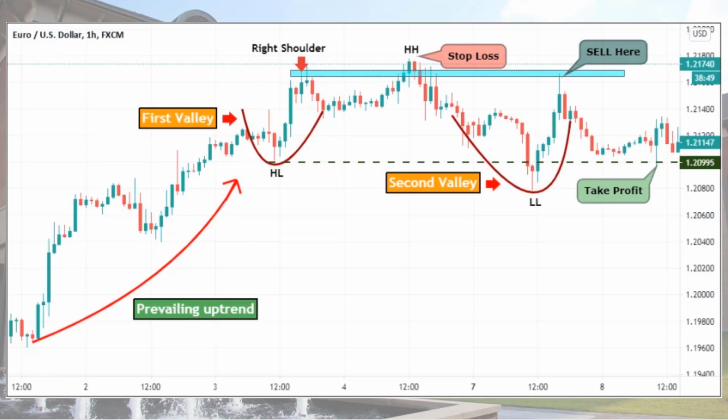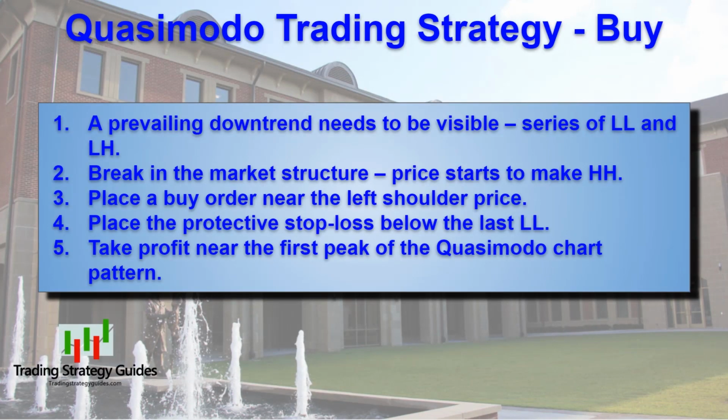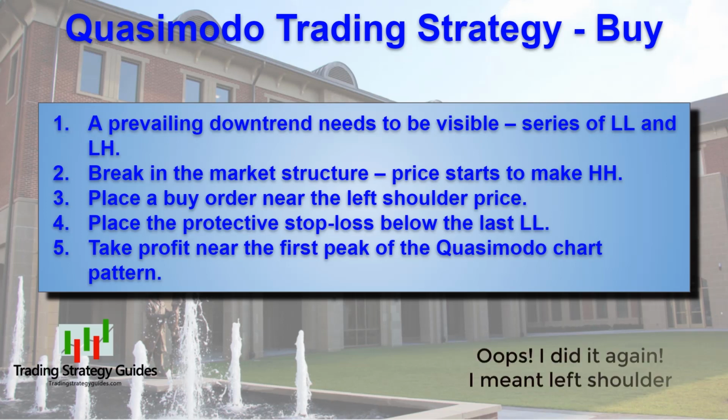Now let's have a look at the bullish Quasimodo reversal pattern, and these are the rules. Number 1, a prevailing downtrend needs to be visible in the form of a series of lower lows and lower highs. Number 2, a break in the market structure. The price starts to make a higher high. Number 3, you'll place a buy order near the right shoulder. As I mentioned earlier, I would probably use a limit order in the right shoulder zone. Number 4, place the protective stop loss below the last lower low or the center valley. And number 5, take profit near the first peak of the Quasimodo chart pattern.